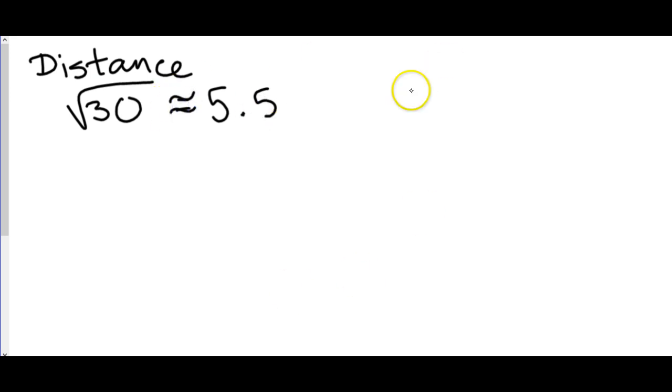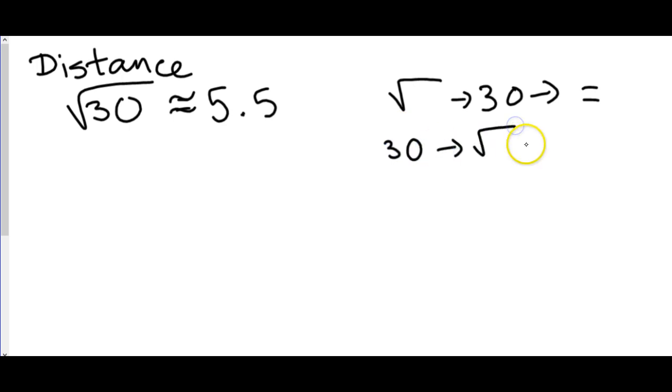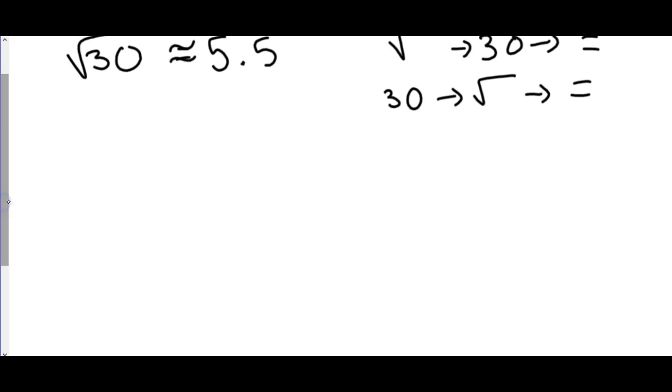Usually they use the squiggly lines. So it depends on your calculator. Some you hit the square root button first, then enter the number, then hit equals. Some you'll hit 30 first, then hit the square root button, then hit equals. It depends on what kind of calculator you're using. So the distance formula itself will take any line drawn on the coordinate plane.